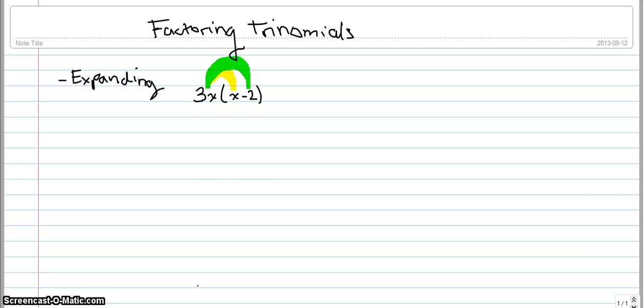So let's go ahead and do that. The first thing that we had to do was 3x multiplied by x. What's 3x times x? Well, 3x squared. Good. So what's 3x times negative 2? Well, 3 times negative 2 is negative 6, and we have that x there, right? So that's expanding. I want you to think about it this way: expanding, you end up with no brackets in the end. No brackets.